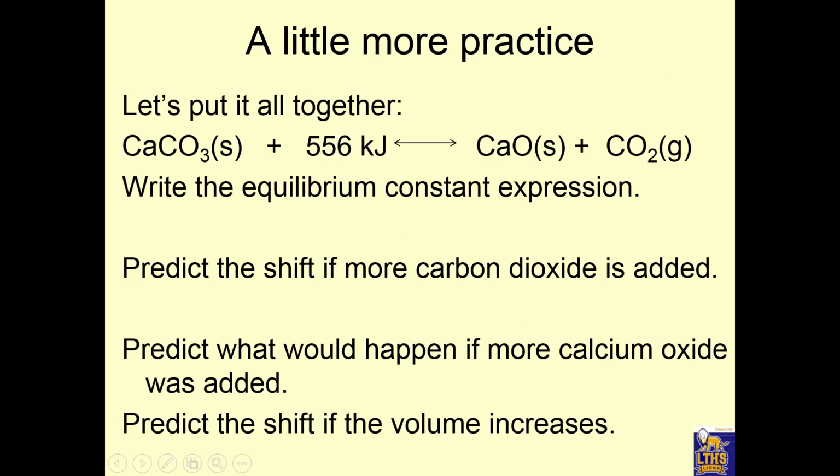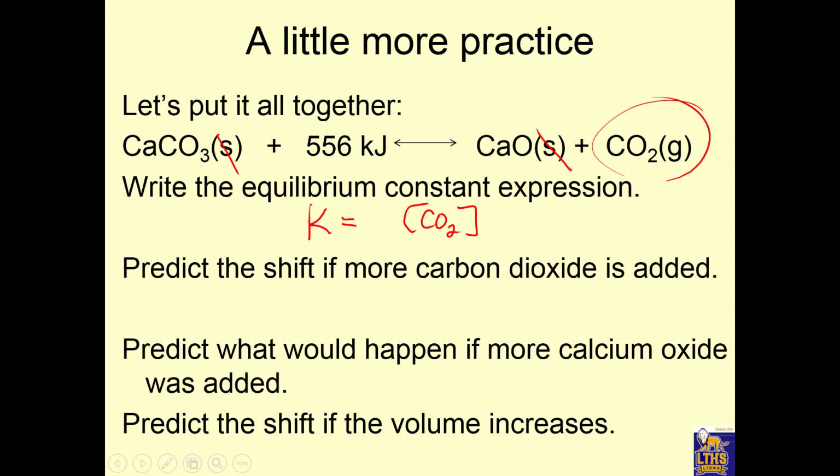Okay, so let's put it all together. Here's a chemical reaction. We need to write an equilibrium constant expression. So we take the product, CO2. The calcium oxide and calcium carbonate are solids, so it's just CO2 over the reactants, which are solid. So we're done.